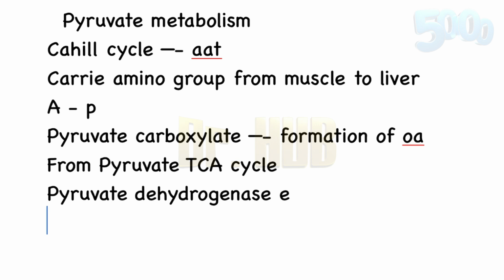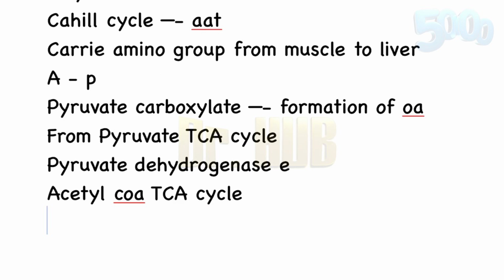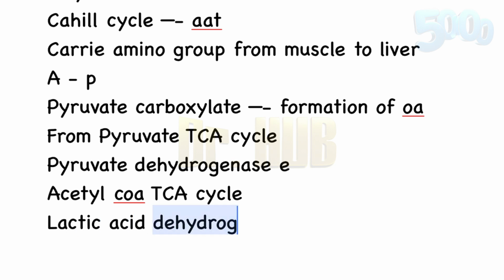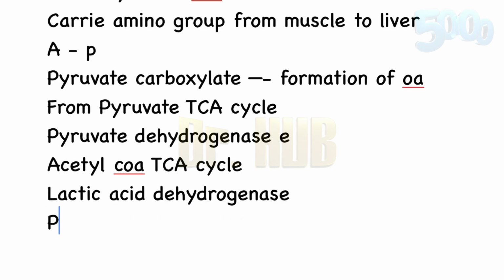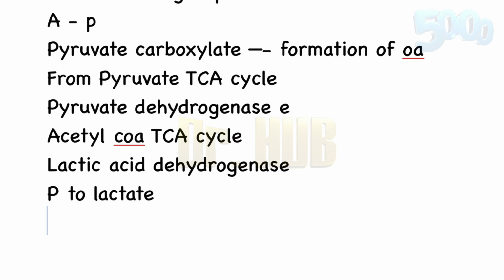So here in pyruvate dehydrogenase, what do we have? There is the conversion of pyruvate to acetyl CoA, and next it is to be used in the TCA cycle. Now moving on to lactic acid dehydrogenase. Here the pyruvate is converted to the lactate. So pyruvate is converted to the lactate, and it involves anaerobic glycolysis.